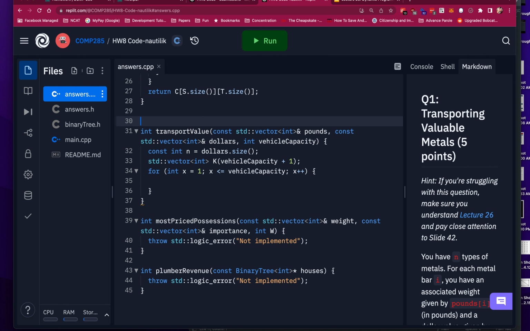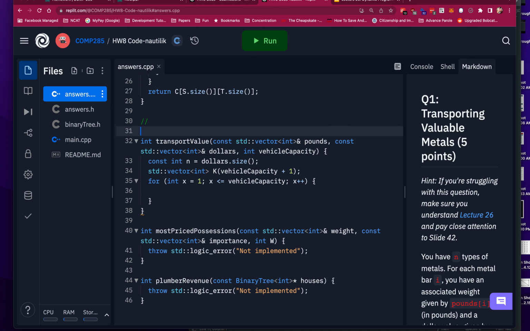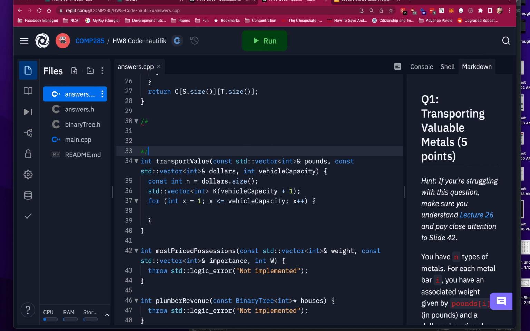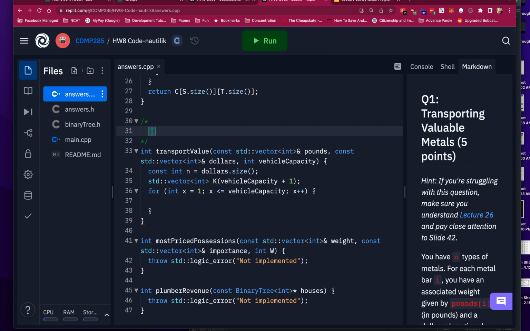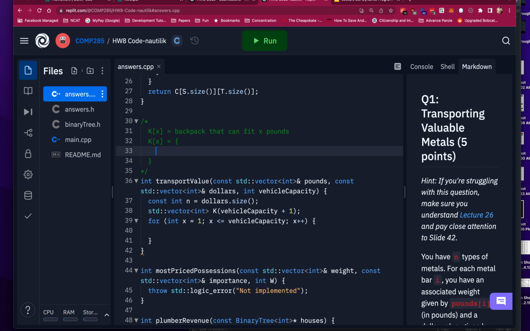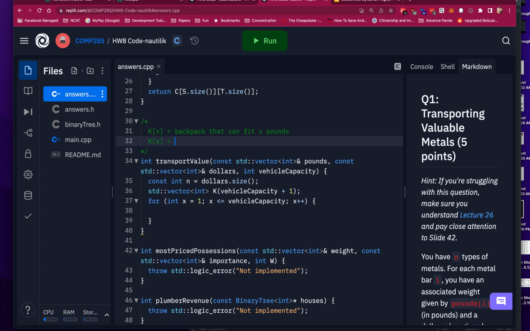And the main idea is that, if you guys remember, hopefully from lecture, the optimal value for a backpack, we're trying to figure out kx. So it says I have a backpack that can fit x pounds, right? That's actually given, but again, there's basically 2 cases. You have kx is equal to, or not 2 cases, because this is the unbounded knapsack.